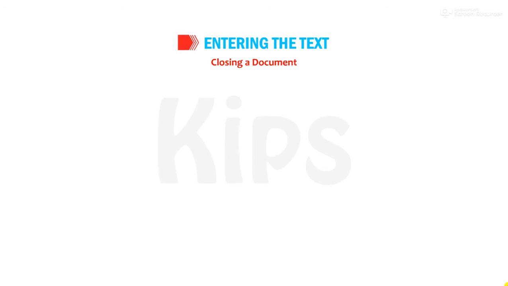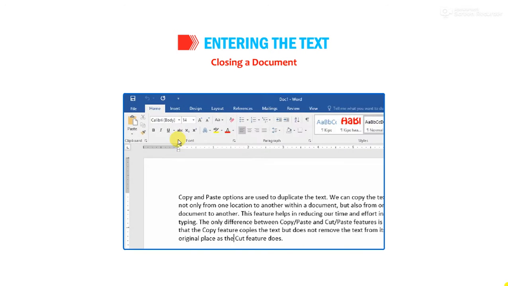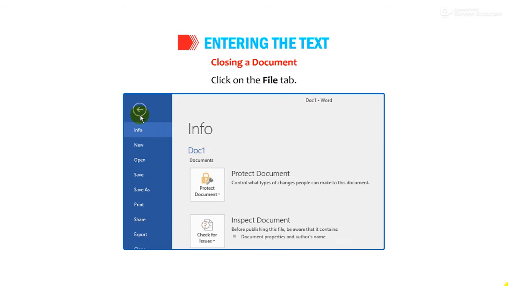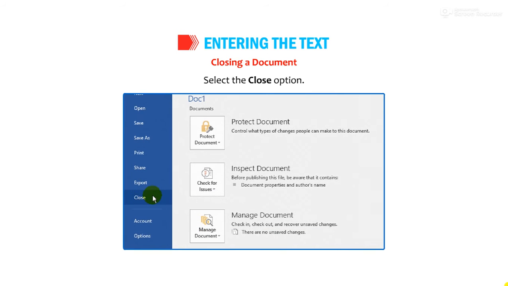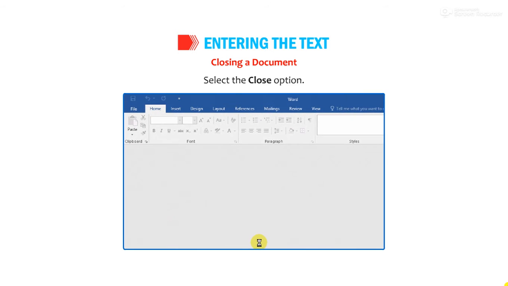Let's find how to close a document. Number 1, click on the File tab. Number 2, select the Close option. It's tip time again. You can press either Ctrl+W or Alt+F4 to close the document.